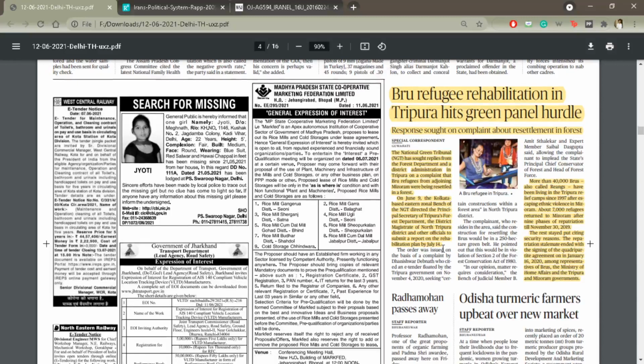Bru refugees, originally from Mizoram. Bru as a tribe are also called Riyangs. And they have been living in relief camps in Tripura since 1997.